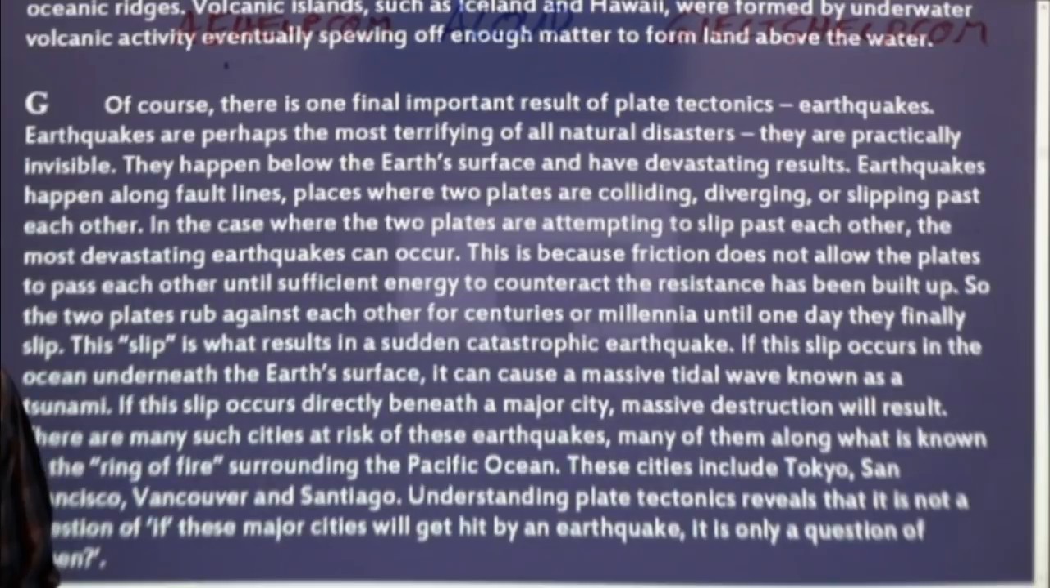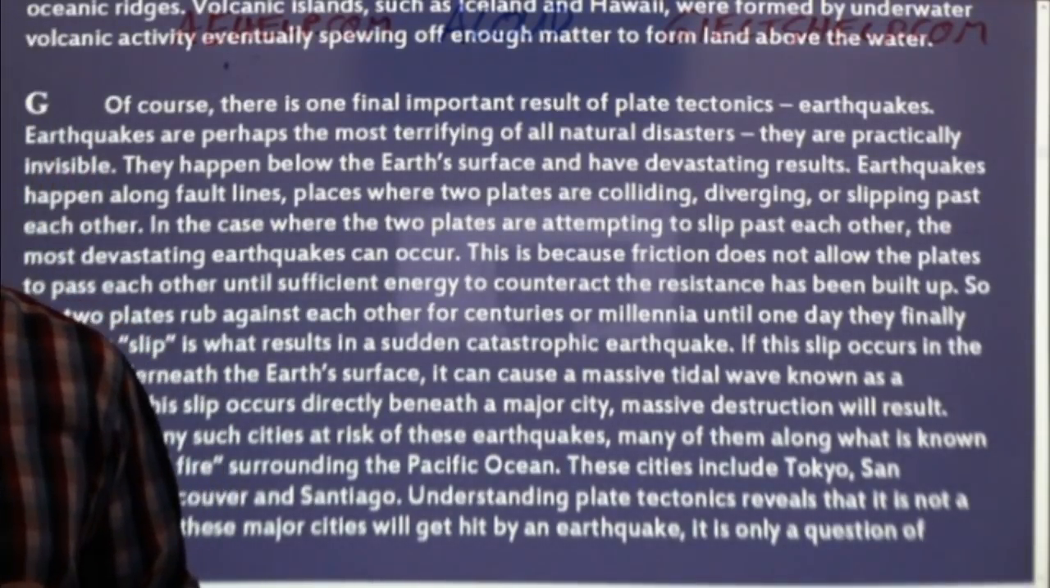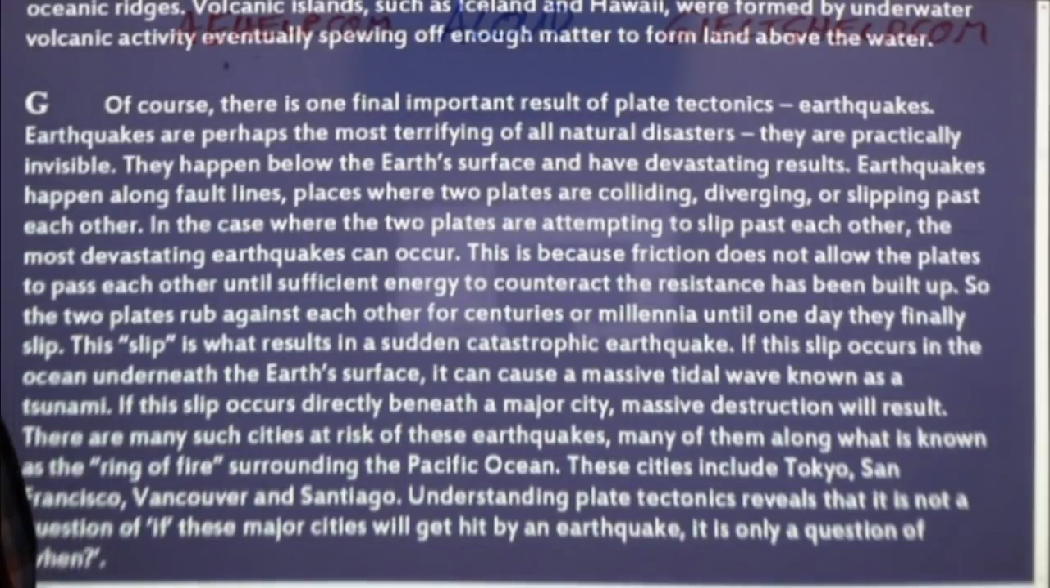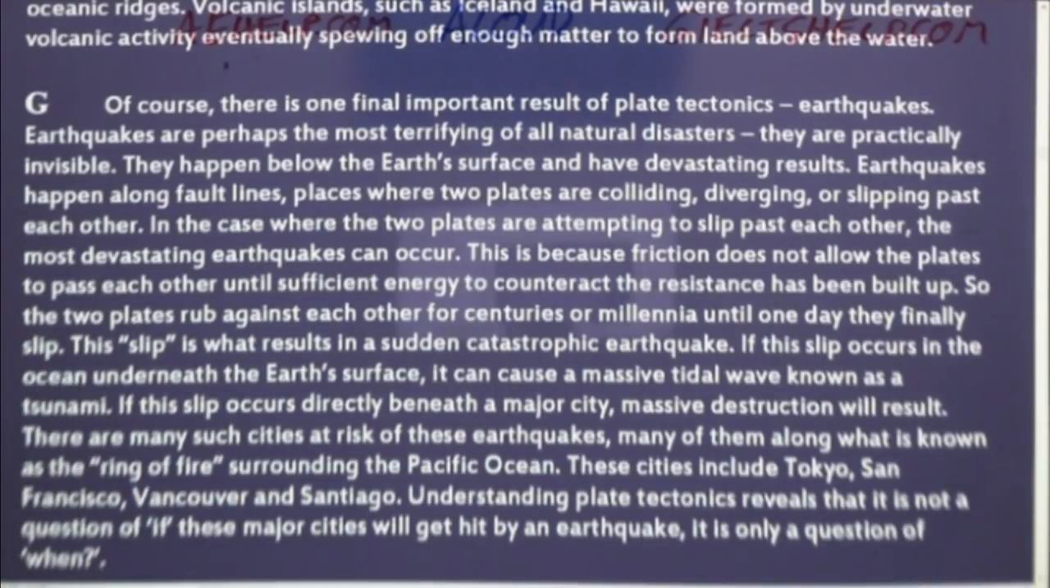There are many such cities at risk of these earthquakes, many of them along what is known as the Ring of Fire surrounding the Pacific Ocean. These cities include Tokyo, San Francisco, Vancouver, and Santiago. Understanding plate tectonics reveals that it is not a question of if these major cities will get hit by an earthquake. It is only a question of when.